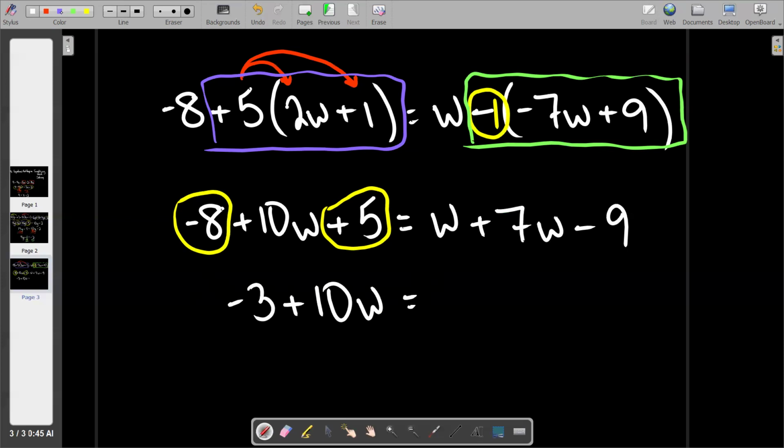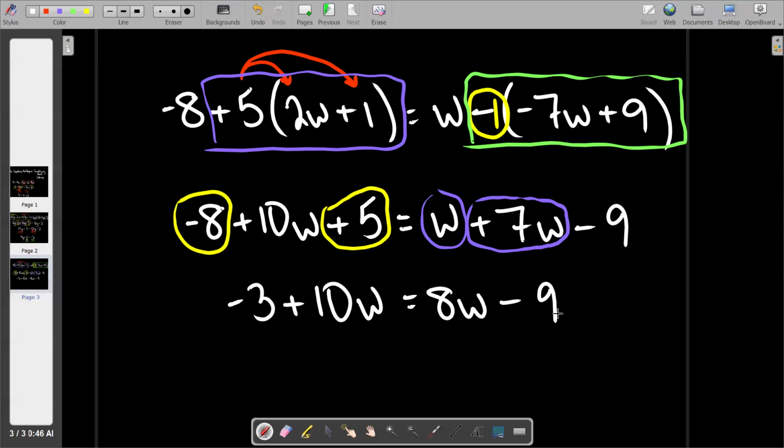How about the right side? What do we see? W and W. Let's put these bad boys together. What do we get? 8W. Yeah. And look, we made it. We've earned the right now to solve the equation because now it's letter number equals letter number. It's as clean and perfect as it can be, but it's time to go.